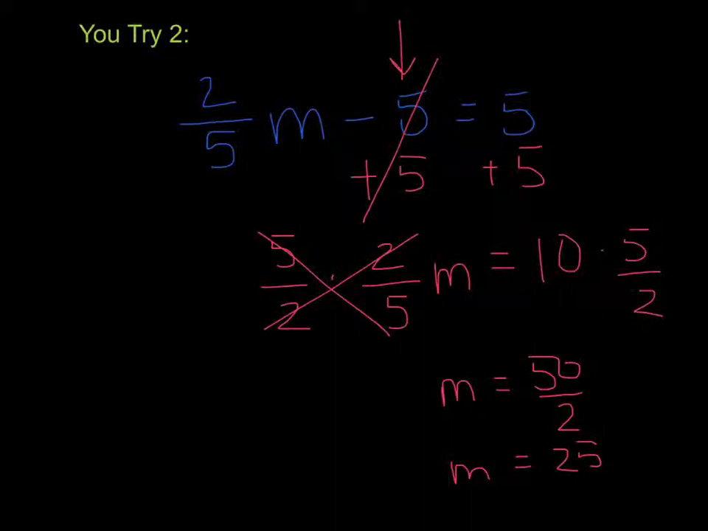You try problem number 2. If we first identify the constant, we'll see that the constant is -5. So if we apply the inverse of addition and add 5 to both sides, we get 2/5 m equals 10. Since we're multiplying by a fraction, you can eliminate the fraction by multiplying by its reciprocal. So if I multiply both sides of the equation by 5 halves, I get m equals 50 halves, and 50 divided by 2 is 25. So, once we've isolated the variable, we know our solution is 25.